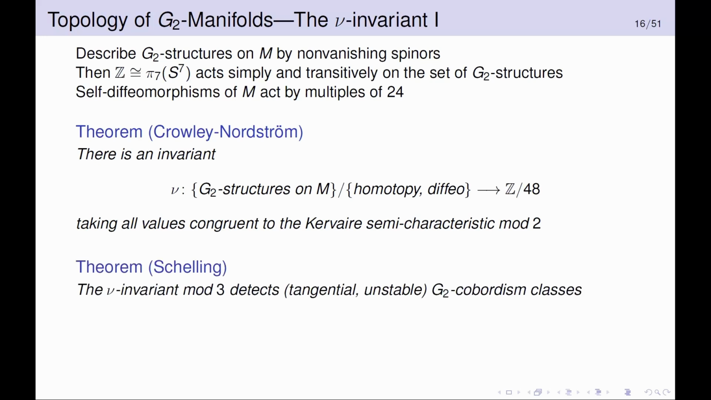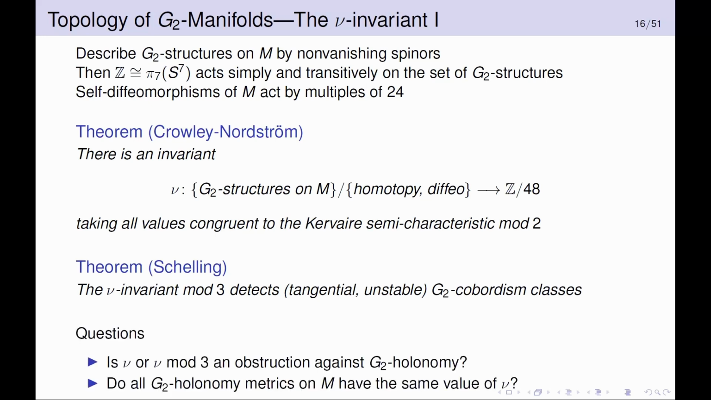And on the side, a student of mine once proved that if you take the new invariant mod 3, it detects the stable tangential cobordism classes. I mean, spin cobordism is trivial in dimension 7, but if you want a G2 structure, there are exactly 3 cobordism classes, and they are detected by nu. So we have an invariant. We can ask if it's non-trivial. If it's trivial, we can throw it away, or we can say, okay, we have found a property of something.